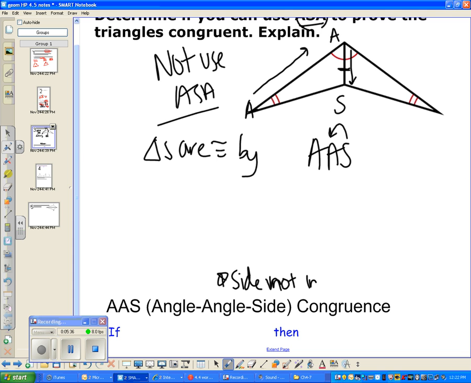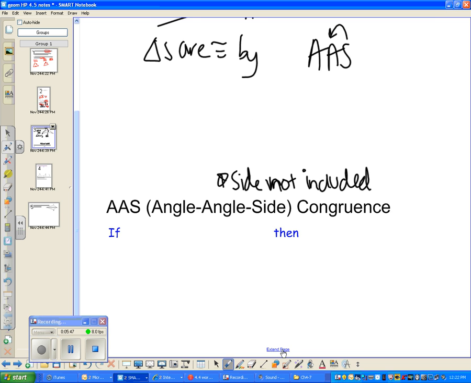Not included. But these triangles are still going to be congruent to each other, and I can again prove it to you guys in class. Sides are not included, but it's still going to work out. So that's the only difference between AAS and ASA.